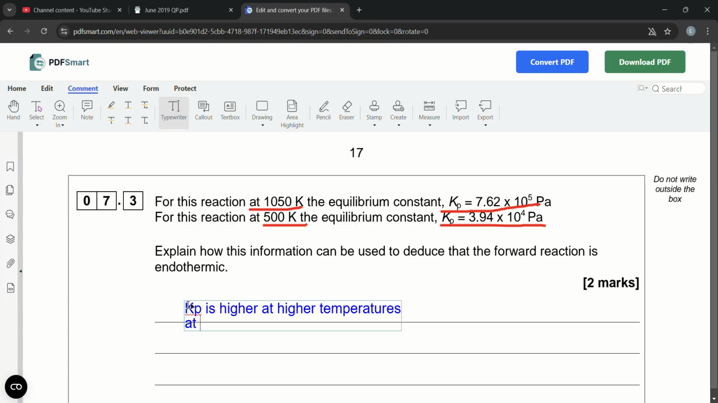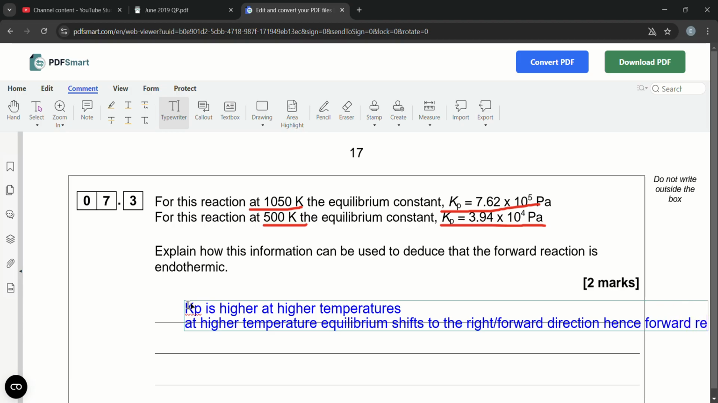Because at a higher temperature, equilibrium shifts to the right, the forward direction, hence the forward reaction is endothermic.